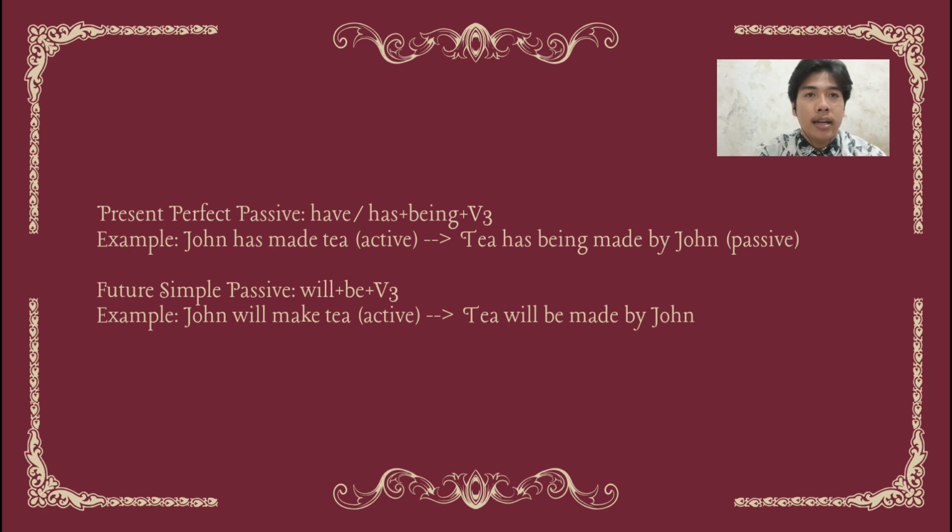And number 6 is future simple passive. The formula is: will plus be plus verb 3. For example, in active: John will make tea. In passive, it becomes: tea will be made by John.